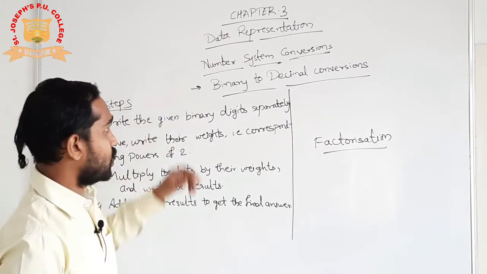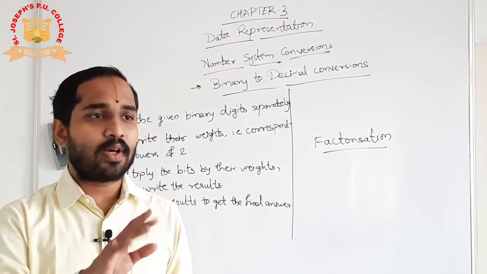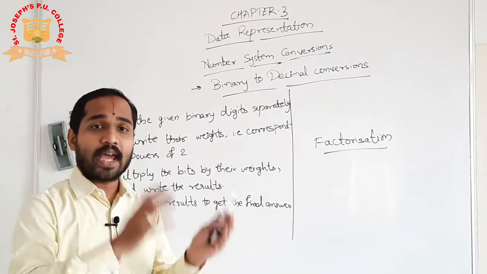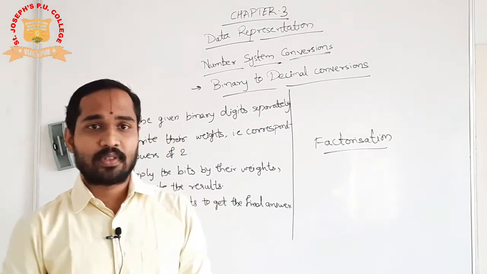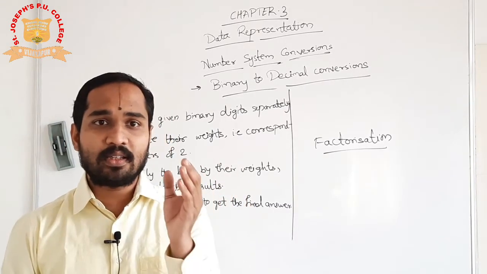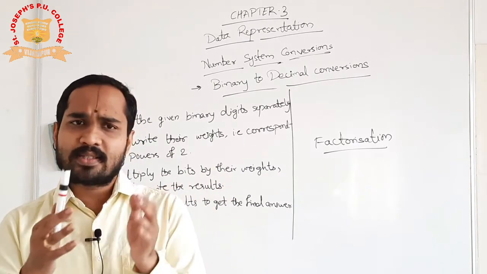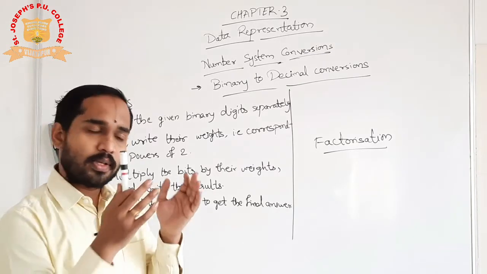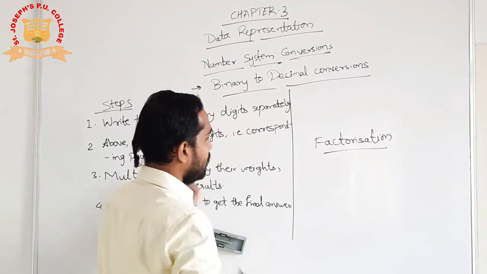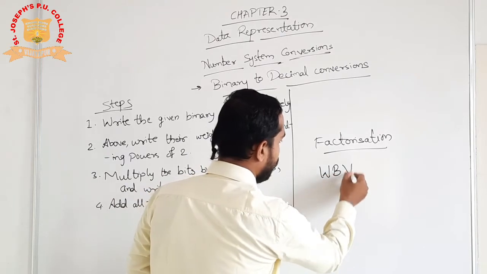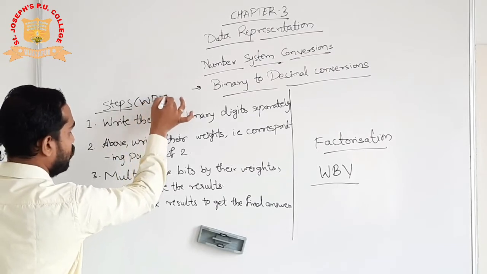Now see the conversion, binary to decimal, that means the reverse process. They give you a binary number like 11010111, that you have to convert to decimal. How to do that? Actually you have already done it when you were representing the binary number with the positions. The same in a systematic way, we have to follow these steps to do it. Now that method is known as WBV method.